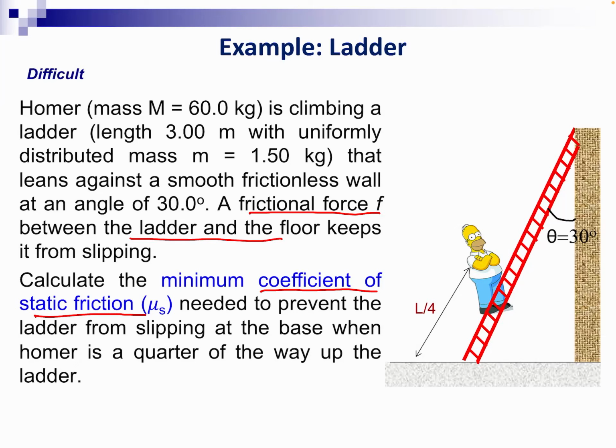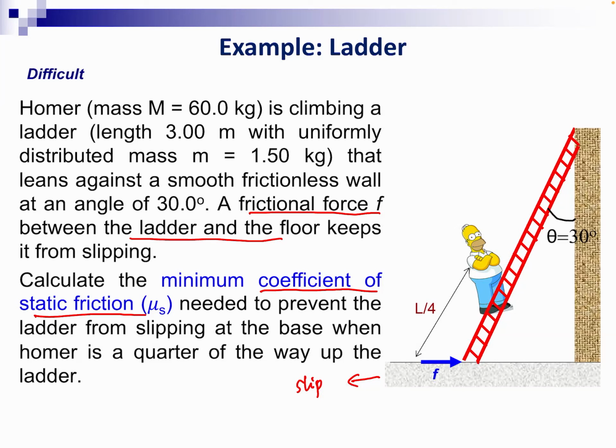Any force? Friction, yes. What's the direction of friction? If the ladder were to slip, the ladder will slip in this direction. Okay, so friction should oppose this potential slipping of the ladder. So friction should be directed opposite to where the ladder will slip. Does that make sense?